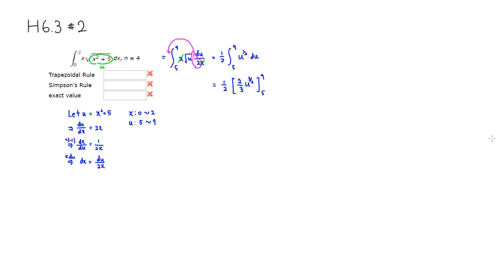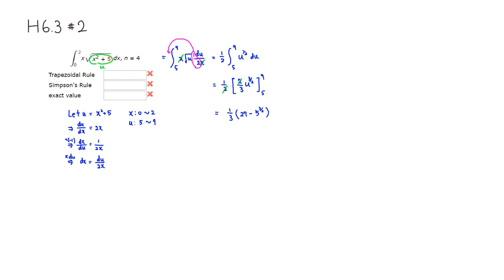In this case, we can cancel the 2 on the bottom and the 2 on top, and so 1/3 is just pulled out. Let's plug in 9: 9 to the 1/2 power is 3, and 3 cubed is 27. Minus, if you plug in 5, it's 5 to the 3/2 power. Let's compute that value.